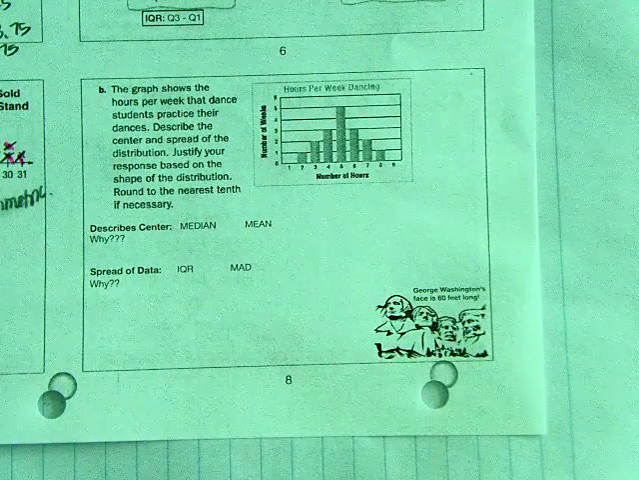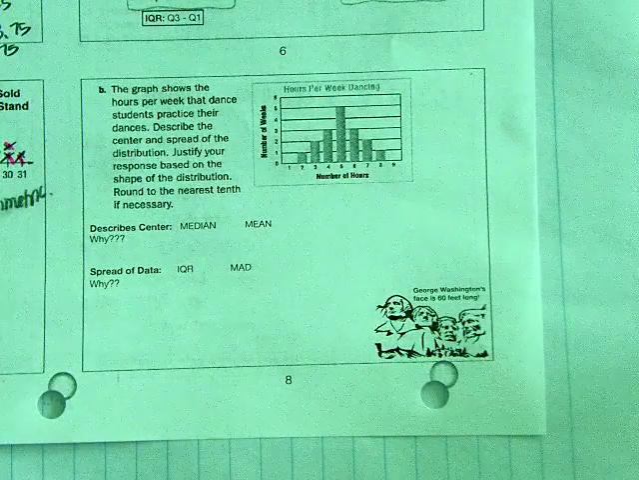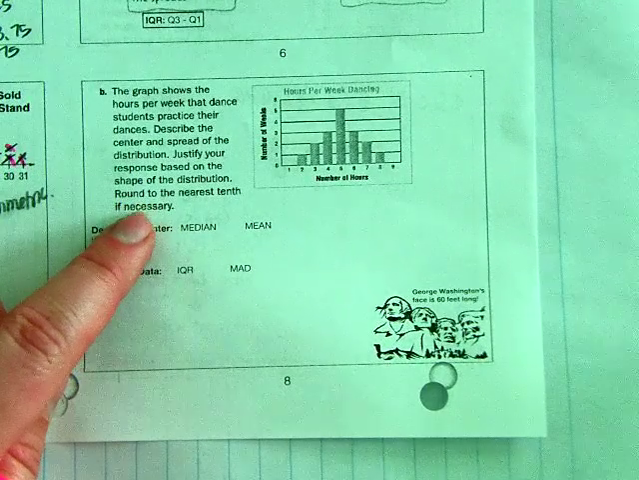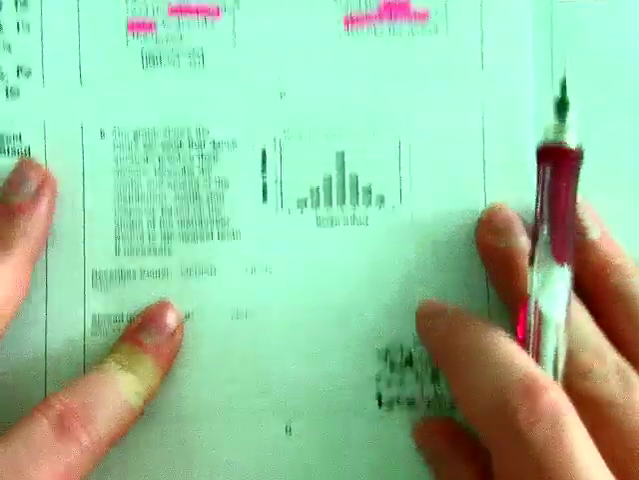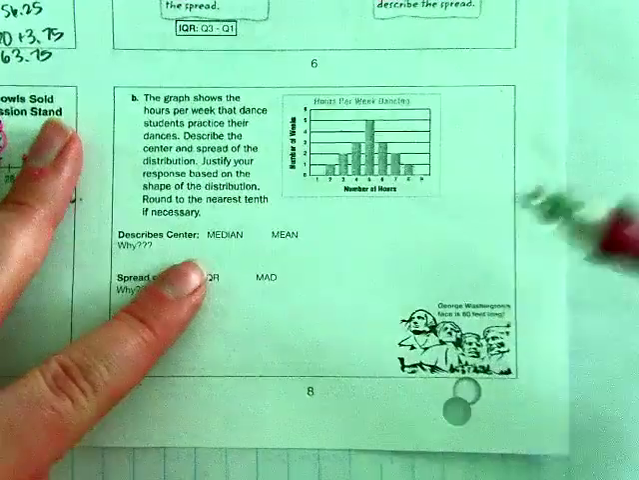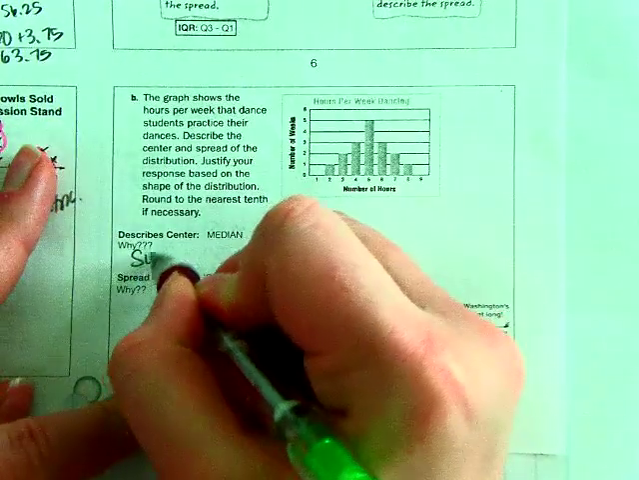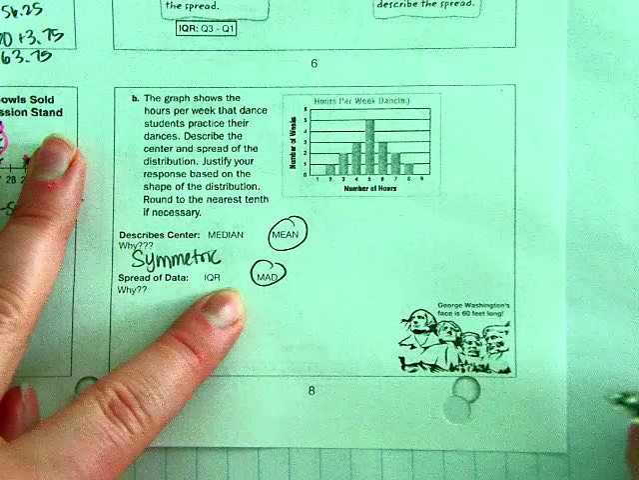So the graph shows the hours per week that the dance students practice their dances. Describe the center and spread. Justify your response based on the shape. Round to the nearest tenth. So what describes this better? If we look up here, is the distribution symmetric? Yes. So yes, we need to use the mean. Why? This is symmetric data. And the mean absolute deviation go together.